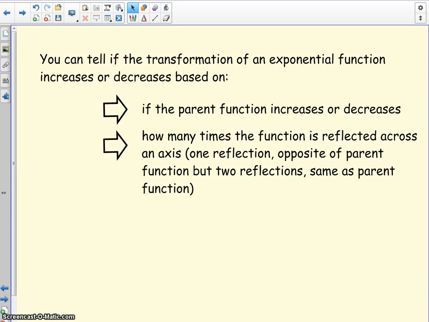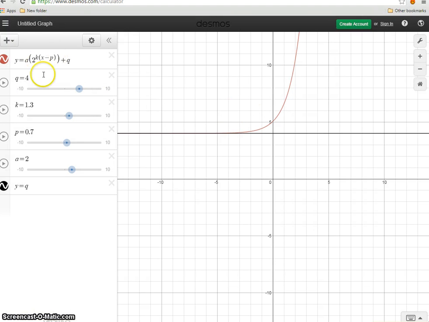So I'll quickly show you an example here. If I make the a value negative, this one's increasing right now, I'm now decreasing. If I make k negative, I get a reflection there, and you see I'm increasing again. So every reflection that you do will change from increasing to decreasing, or vice versa.